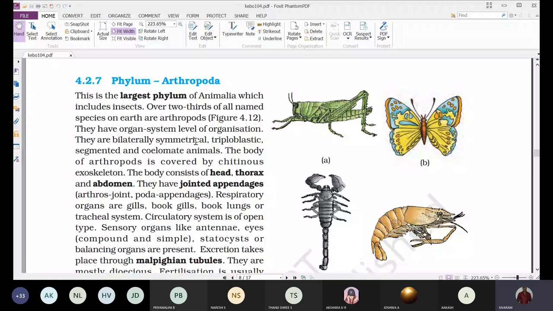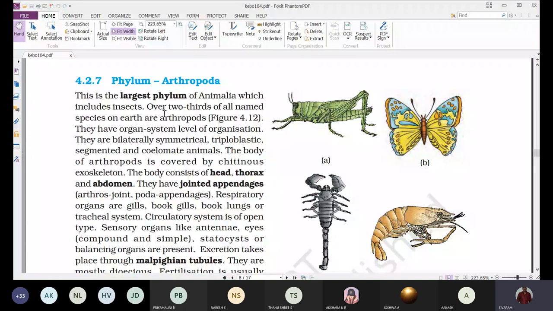So we can see here, that's why it is considered the largest phylum of the animal kingdom. This is the largest phylum of Animalia, which includes insects. Over 2/3 of all named species on Earth are arthropods. Here they are comparing with the total species on Earth. 2/3 is almost 66.6% of the total species on Earth, not even just animals. If restricted to animals, it comes to 70%. When you compare with all the other animals, it comes to about 2/3, 66%. So over 2/3 of all named species on Earth are arthropods.